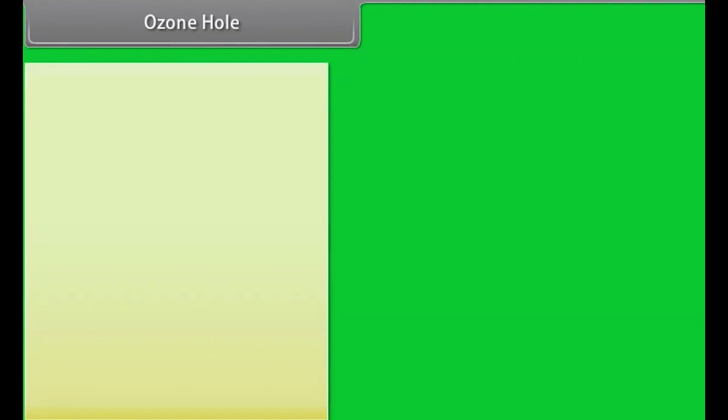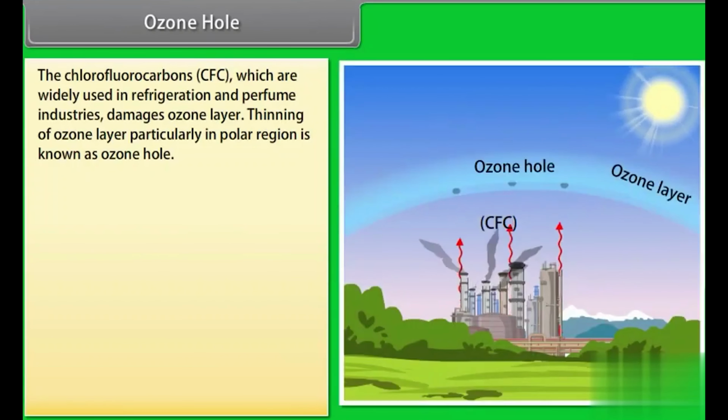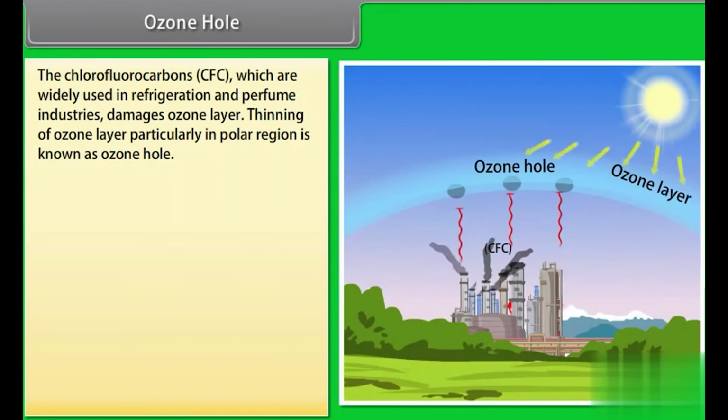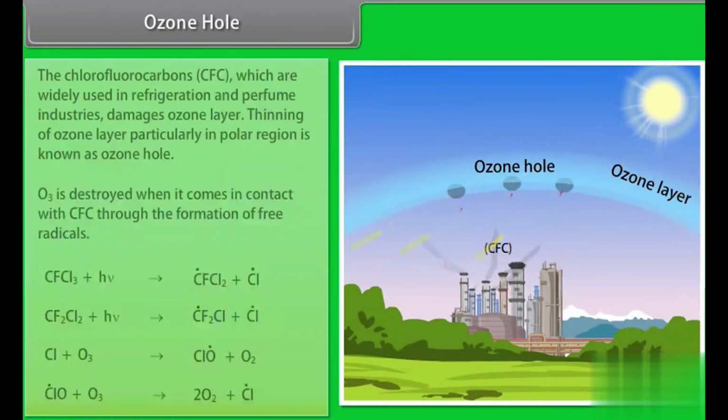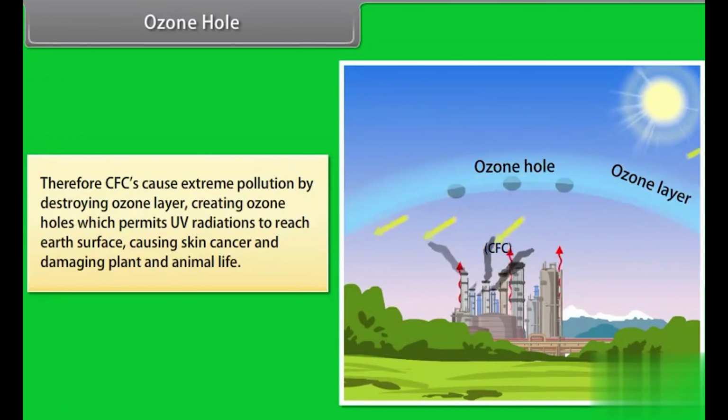Ozone hole. The chlorofluorocarbons, which are widely used in refrigeration and perfume industries, damage the ozone layer. Thinning of the ozone layer, particularly in the polar region, is known as ozone hole. O3 is destroyed when it comes in contact with CFC through the formation of free radicals. Therefore, CFCs cause extreme pollution by destroying the ozone layer, creating ozone holes which permit UV radiations to reach Earth's surface, causing skin cancer and damaging plant and animal life.